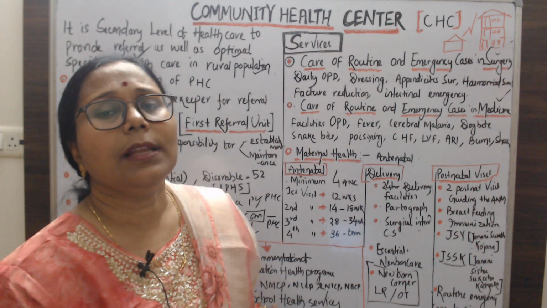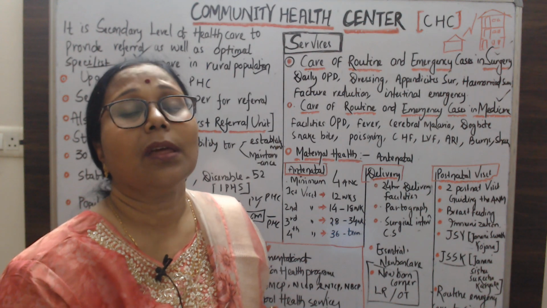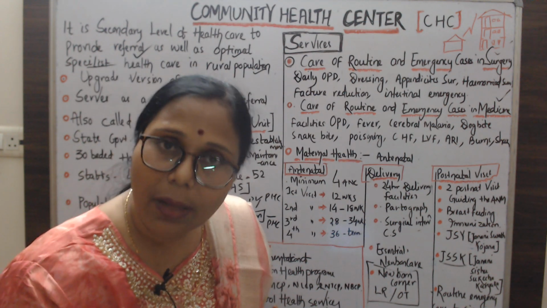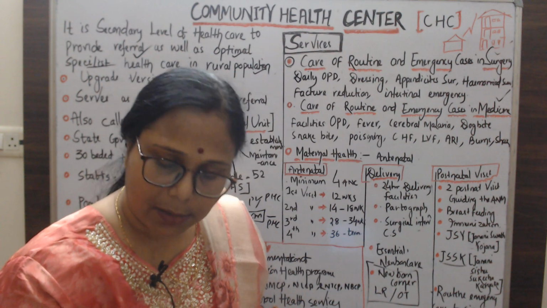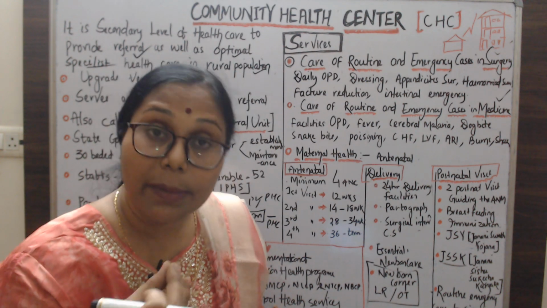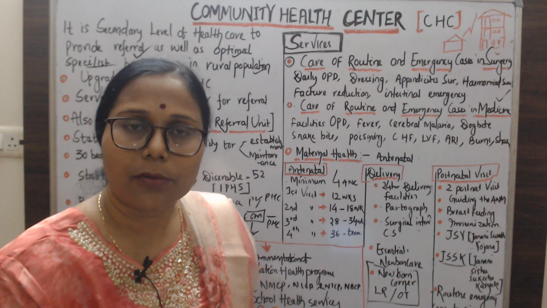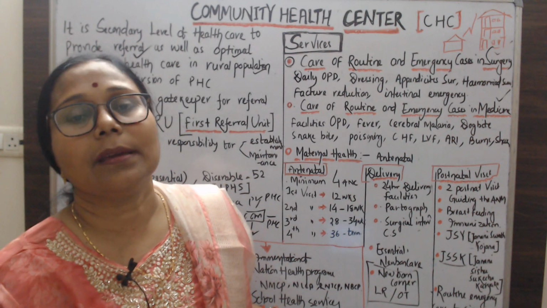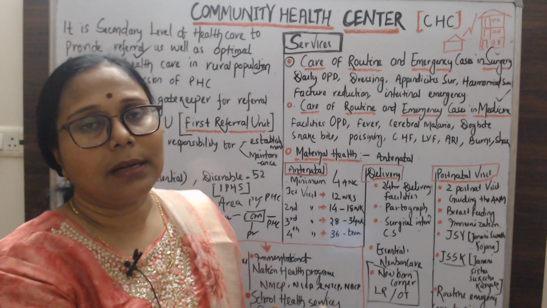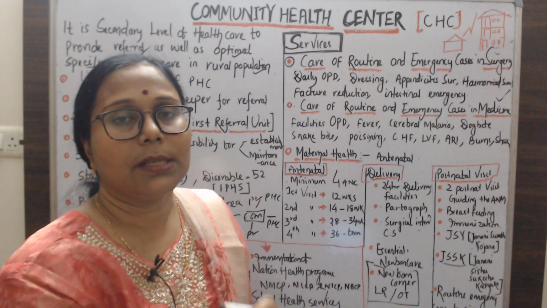Next, the school health services. School health services include educating the school children about hand hygiene, then deworming, giving them the dose of deworming in the school, and vitamin A prophylaxis is also provided to the school children. Also, to find out early cases of anemia, those services are also provided through this community health center.